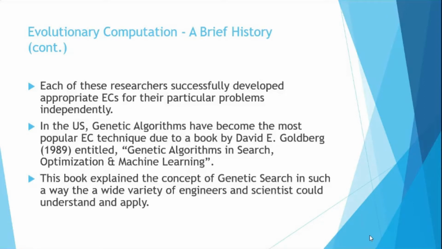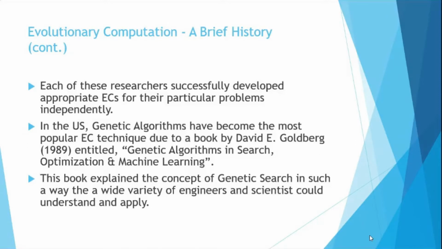In the US, genetic algorithms became the most popular EC technique due to a book by David E. Goldberg. This book is in our reference list also. It is Genetic Algorithms in Search, Optimization, and Machine Learning. In our syllabus, this book is of importance because it is in our reference list. This book explained the concept of genetic search in such a way that a wide variety of engineers and scientists could understand and apply it.